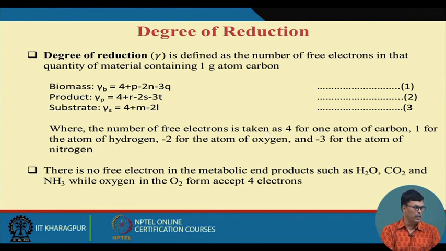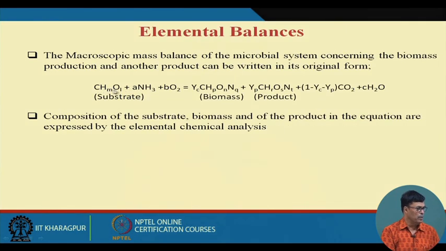Degree of reduction means the number of free electrons in the quantity of material containing 1 gram atom of carbon. I can explain this with an example, biomass. In the biomass, this is the formula of biomass, containing carbon, hydrogen, oxygen and nitrogen.